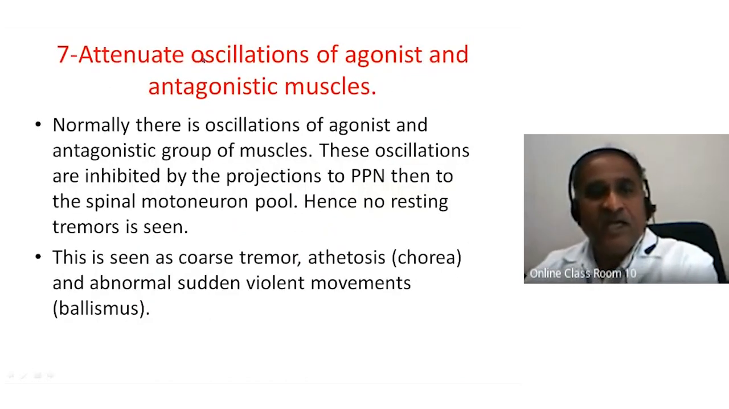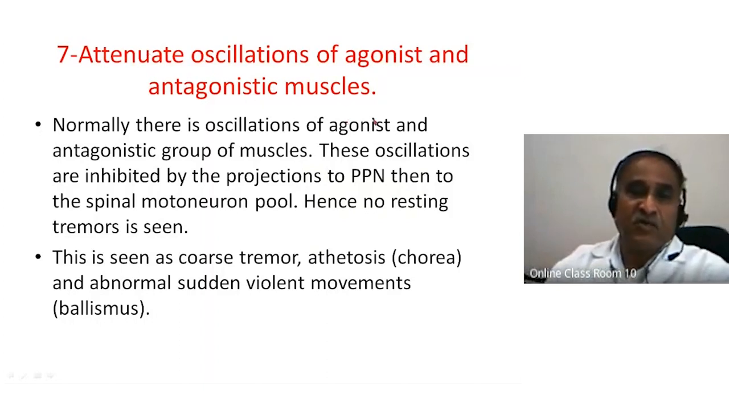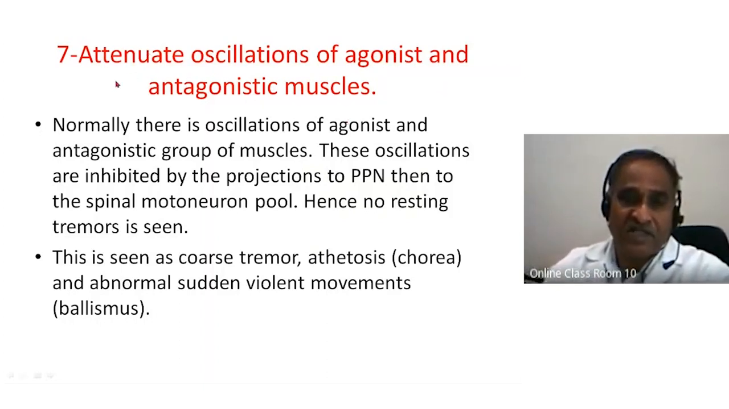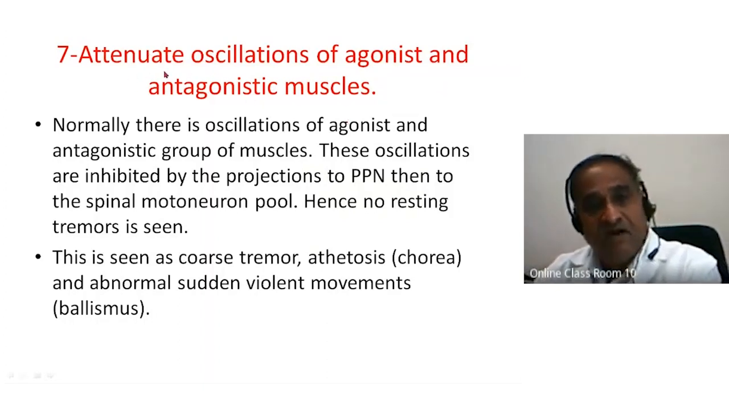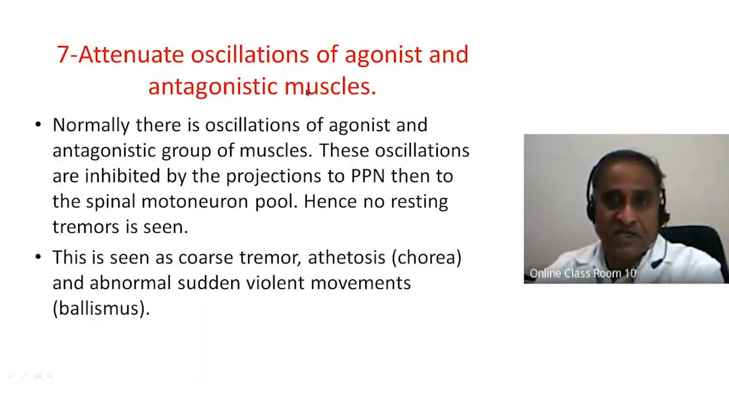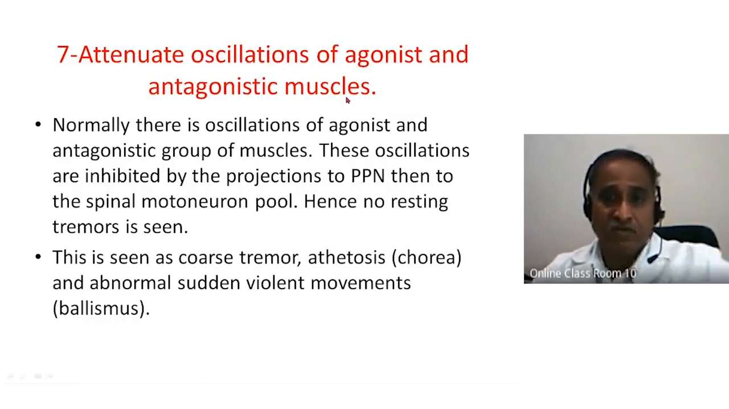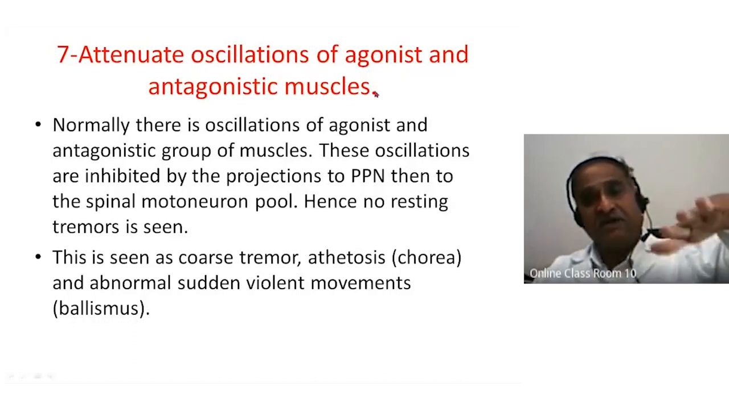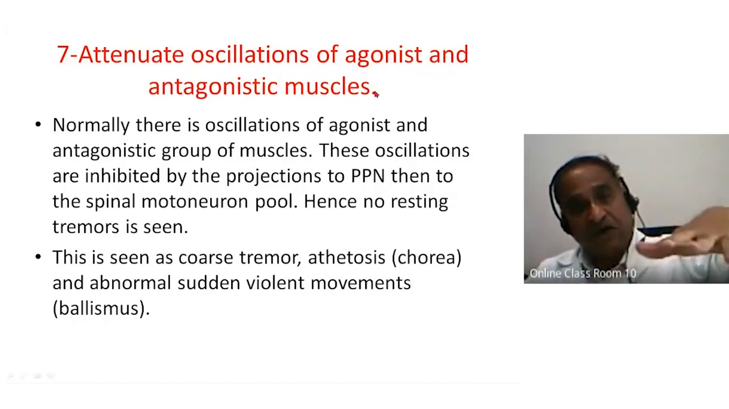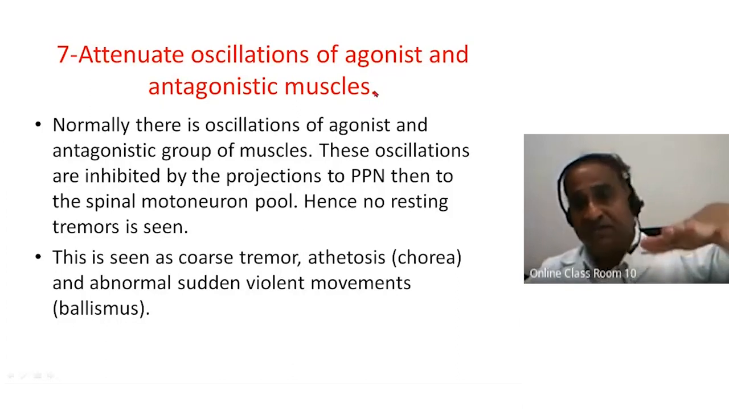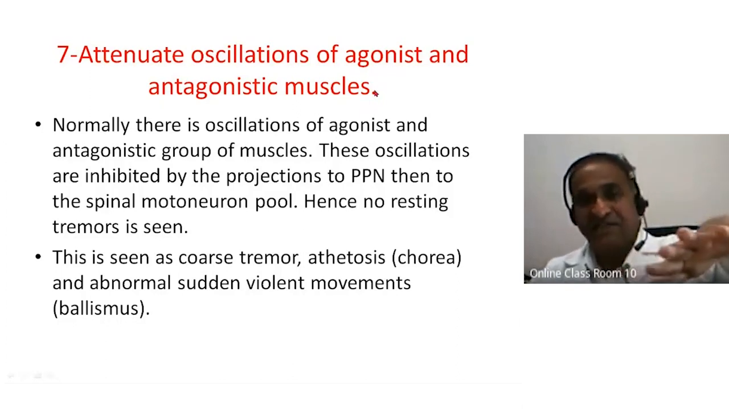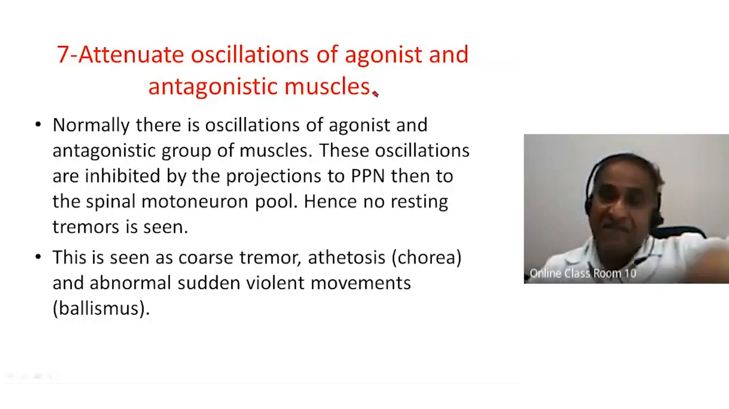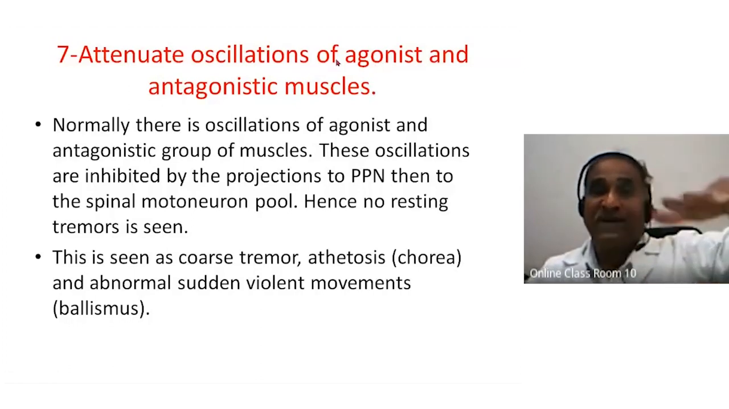Now, another important aspect of basal ganglia function is damping or attenuation of the oscillations of agonist and antagonist groups of muscles. Usually, we have oscillations. Our agonist and antagonist groups of muscles have oscillations, and these oscillations are dampened by the basal ganglia outputs to the pedunculopontine nucleus and to the cortex.